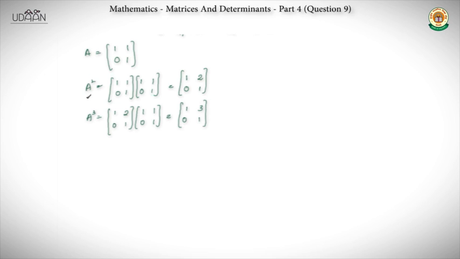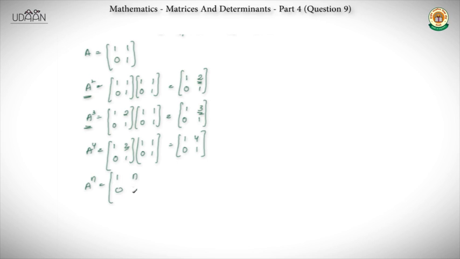See here, A square has a 2, A cube has a 3. If you want to check it further, you can find A4, which would be [1 3; 0 1] into [1 1; 0 1], because A power 4 equals A cube into A. That gives us [1 4; 0 1]. So this pattern is being followed. We can see A power n equals [1 n; 0 1]. So what is A power 2005? Your n is 2005 here. You can substitute.